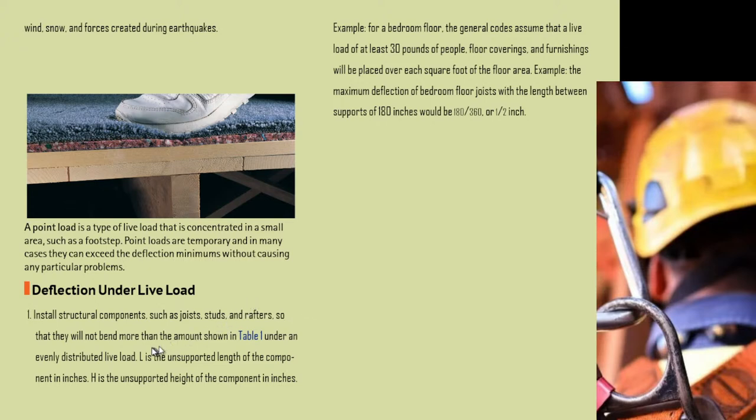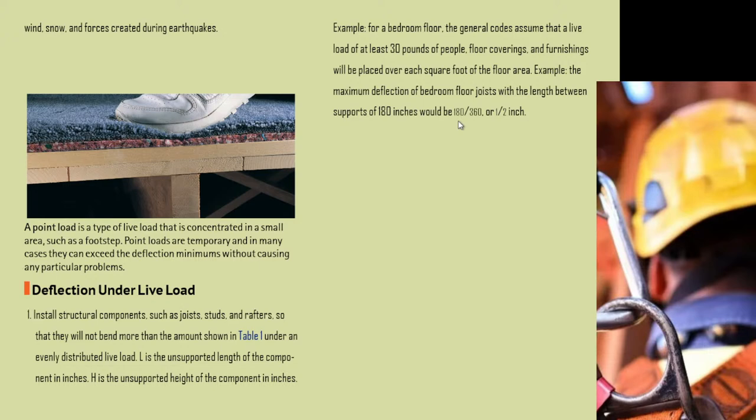Deflection under live load. So we have a table, tabulation from the code. For example, for bedroom floors, general codes assume a live load of at least 30 pounds of people, floor coverings, and furnishing placed over each square foot of floor area. Example, maximum deflection for a bedroom joist with a length between supports of 180 inches would be 180 over 360, or 1/2 inch. So the divisor is 180 or 360.